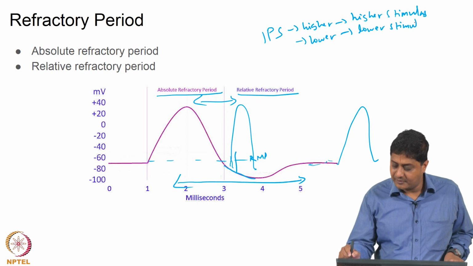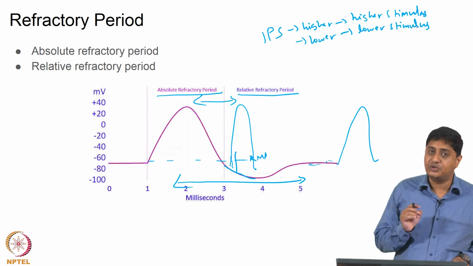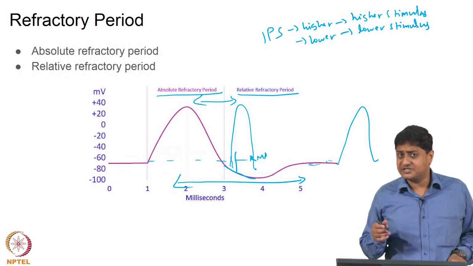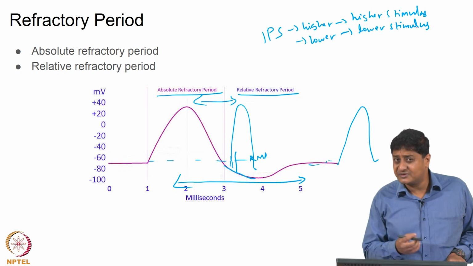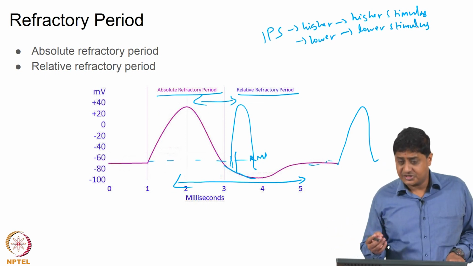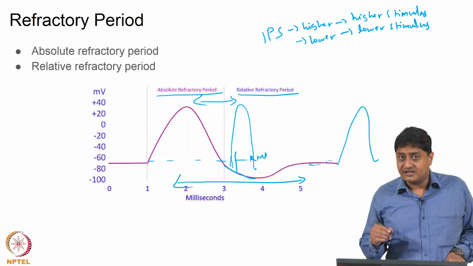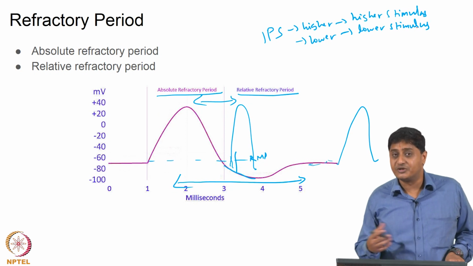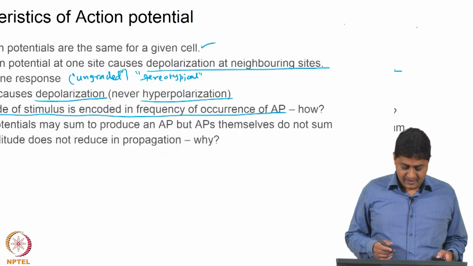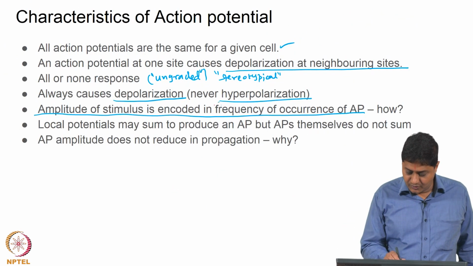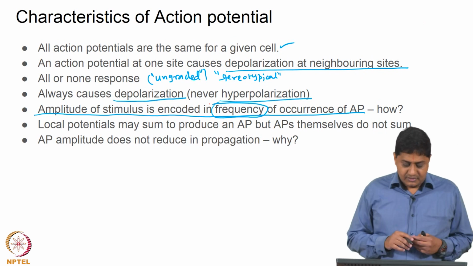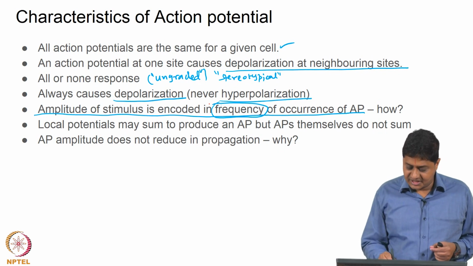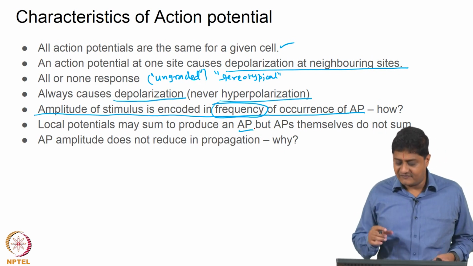So, in graded potentials we saw that depending on the stimulus amplitude the response amplitude changes. In action potentials the response frequency, or the number of pulses per second, changes in response to stimulus amplitude change. Okay. So, the amplitude of the stimulus is encoded in the frequency of occurrence of action potential. Several local potentials or graded potentials can sum and cross the threshold and produce an action potential, but two action potentials cannot add with each other.